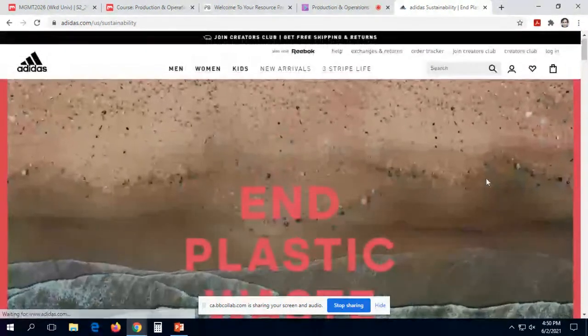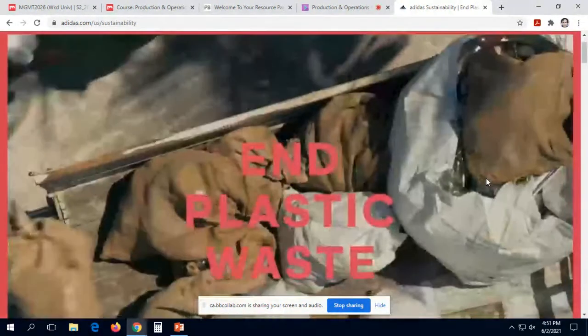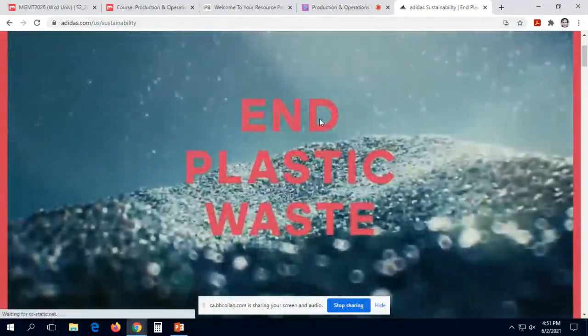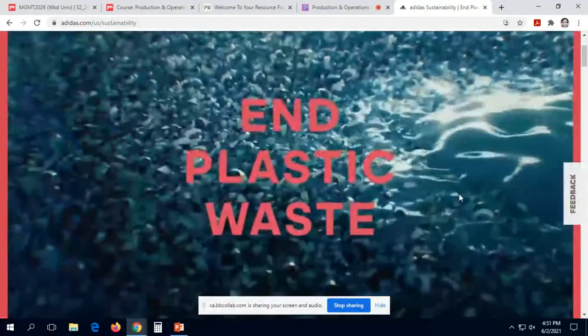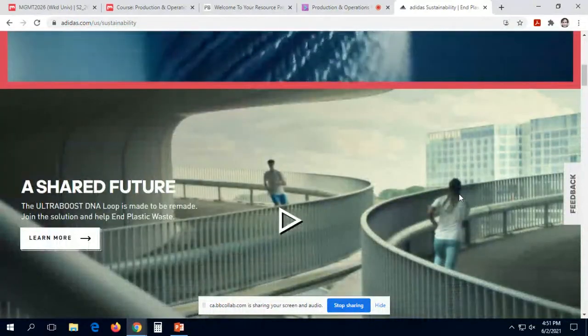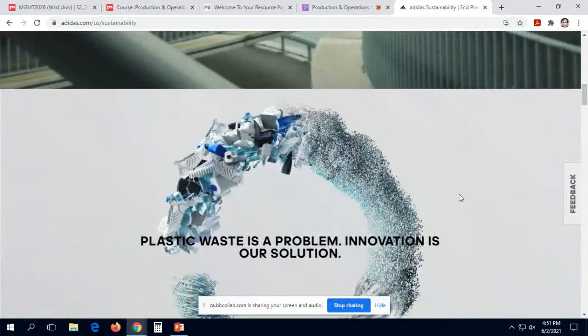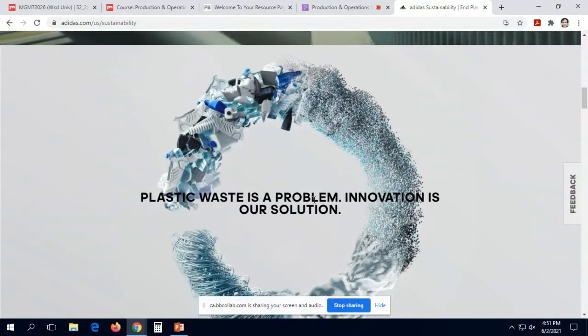And plastic waste. As you open their website for sustainability, the first thing they show you is end plastic waste. See how big they are. So they must be doing remarkable things on this. So please read this in detail. Plastic waste is a problem. Innovation is our solution. This is international business, Adidas.